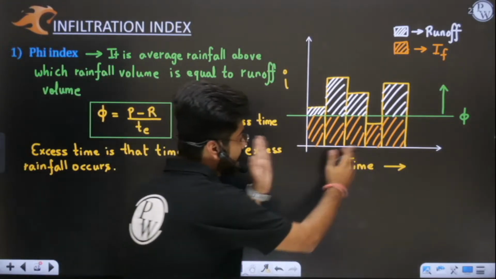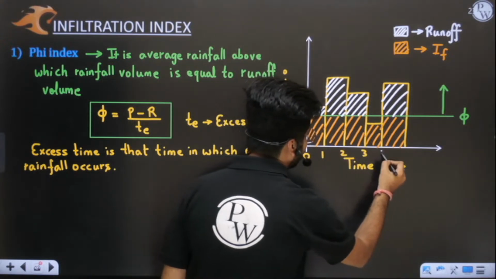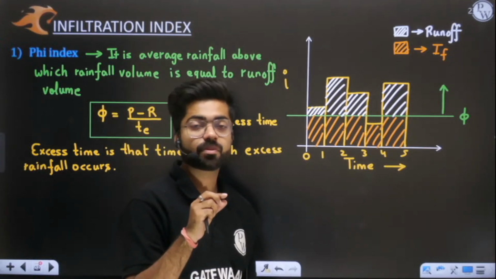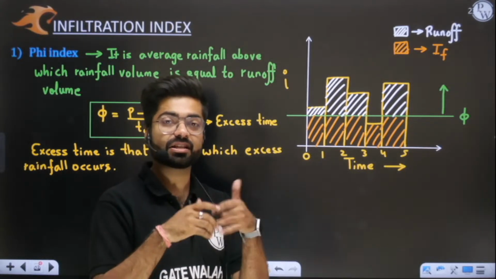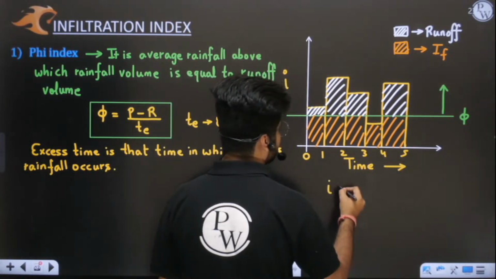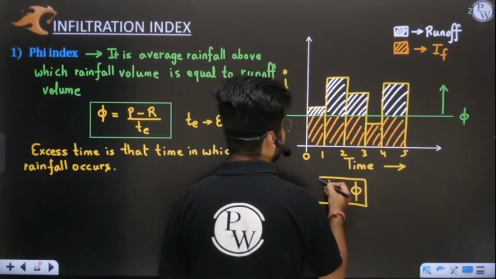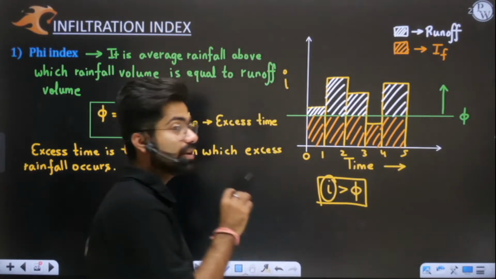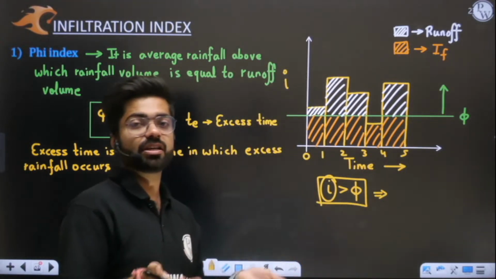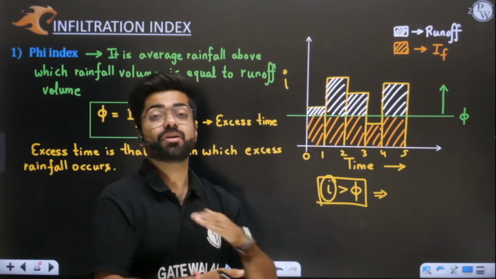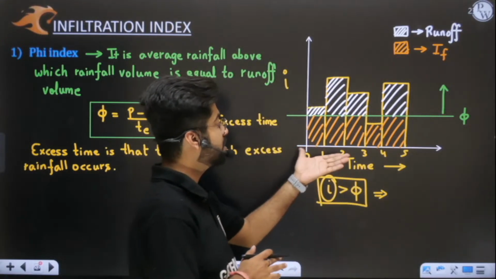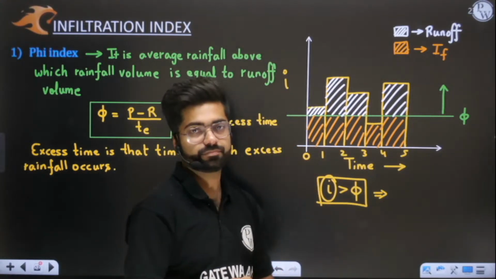See, you have 5 hours here. Okay, 0, 1, 2, 3, 4, 5. Can you tell me in how many hours here we have excess rainfall? Excess rainfall means the intensity of rainfall is more than 5. If the intensity of rainfall is more than 5, then in that case extra rainfall is there, which will be able to run off. Yes or no? Tell me, in this example, what is the value of excess time?